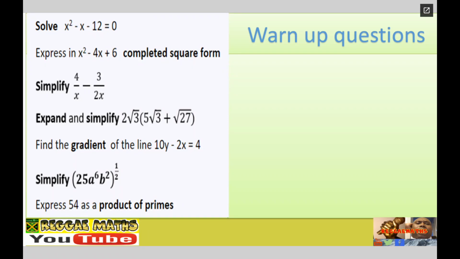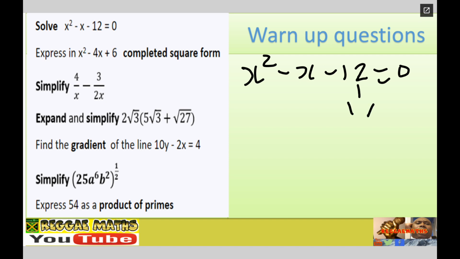Hi guys, I'm going to start now by looking at the warm-up questions. So we have x squared minus x minus 12 equals 0. We need to solve this question. To solve it, I need all the factors that multiply to give me 12, and remember, they need to add together to give me minus 1. So let's look at the factors of 12.